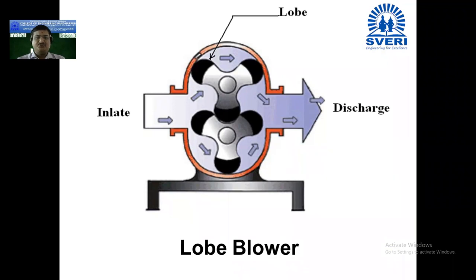And here, in the lobe type of the blower or lobe type of the compressor, you can see the construction in front of you on your screen. In this lobe type of the compressor, there is a casing. You can see the casing is colored with the red color. Casing is nothing but the cover or the housing, the shield provided to the mechanism. And here you can see that there are two lobes.